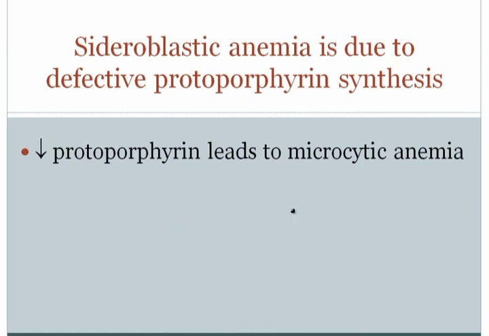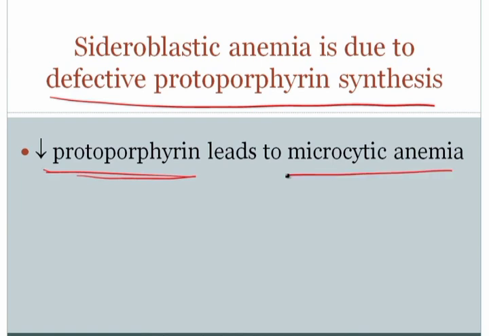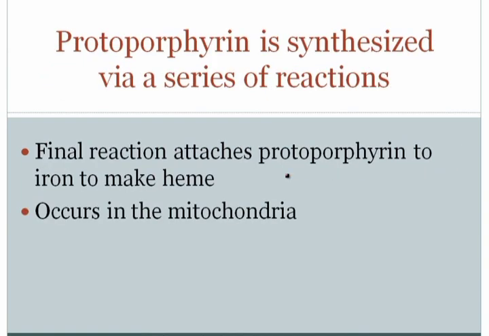So let's read what we have here. Sideroblastic anemia is due to defective protoporphyrin synthesis, and again that decreased protoporphyrin will eventually lead to a microcytic anemia. Now, in order to understand sideroblastic anemia, you need to understand the biochemistry of protoporphyrin, and here's where things get a little bit complex. Recall that protoporphyrin is synthesized by about 7 or 8 chemical reactions. Some of these reactions occur within the cytoplasm of the cell, and some occur within the mitochondria of the cell.